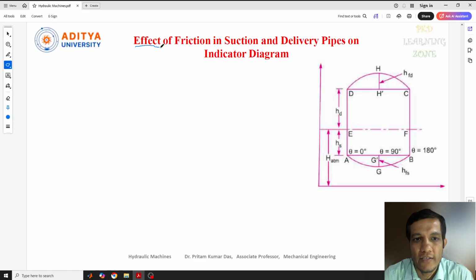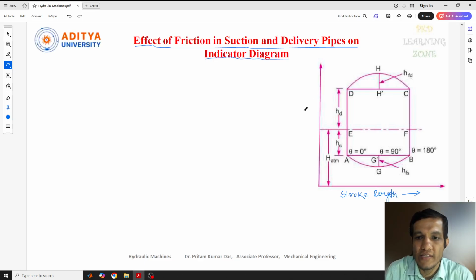In our previous lectures, we have discussed the indicator diagram of the reciprocating pump. So basically we know that the indicator diagram represents the comparison between the stroke length and the pressure head. The stroke length will be on the x-axis, and on the y-axis it represents the pressure head. The other things we have already discussed. Now we'll see the effect of friction in suction and delivery pipes, and how that is represented in the indicator diagram.